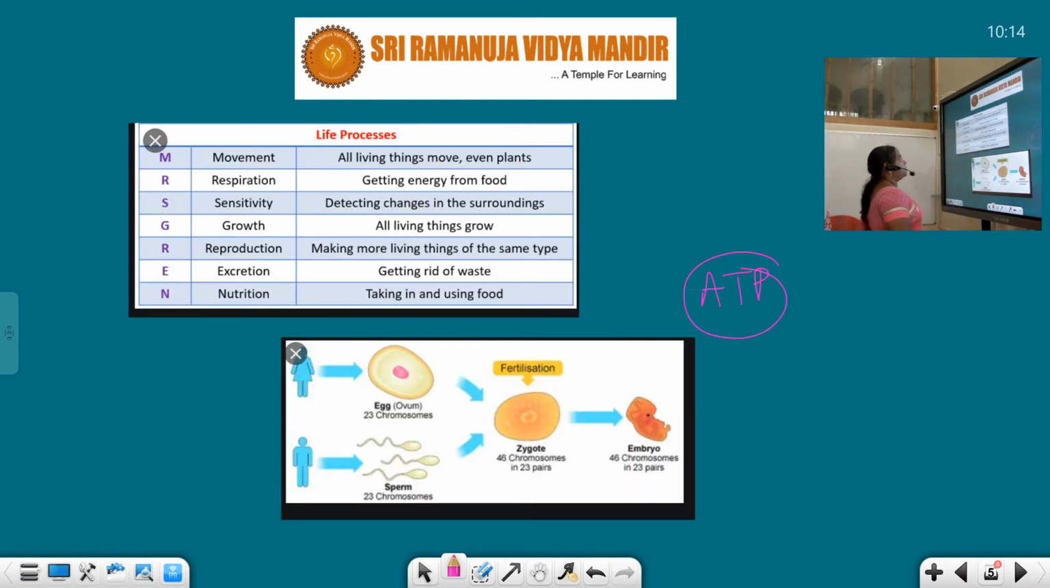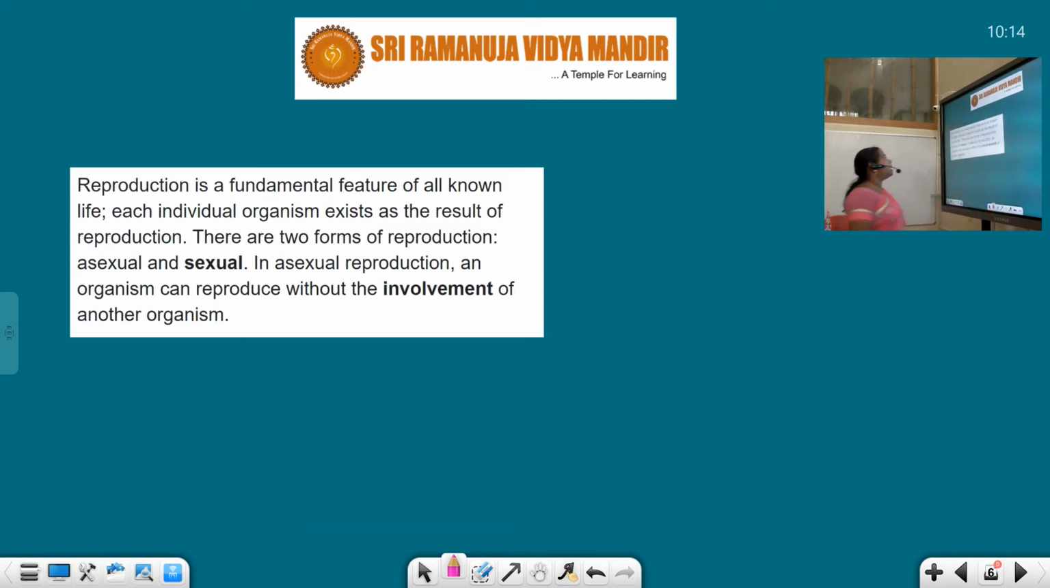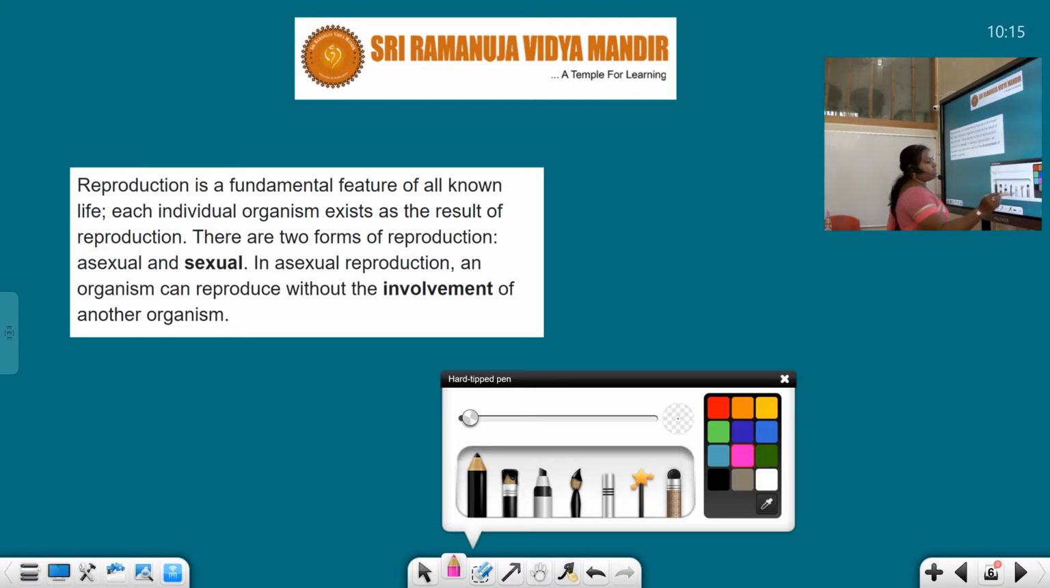Next. Right. So let us see, reproduction is a fundamental feature of all known life. Each individual organism exists as a result of reproduction. So the existence of the living thing is possible by a great process, that is reproduction. Actually, reproduction is of two types, students. There are two forms of reproduction. What are those, students?